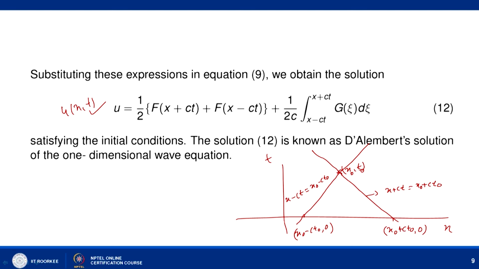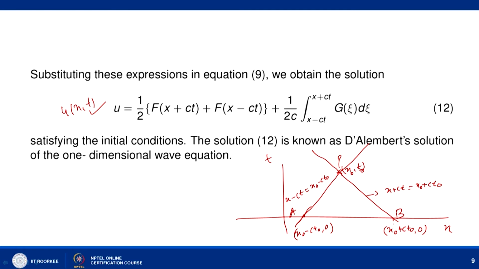Then we can draw two characteristics passing through this point x naught, t naught. One characteristic is x minus ct equal to x naught minus ct naught, and the other is x plus ct equal to x naught plus ct naught. We say that it forms a kind of triangle called PAB, where P is the point at which we want to find the solution, and A and B are points on the x axis.